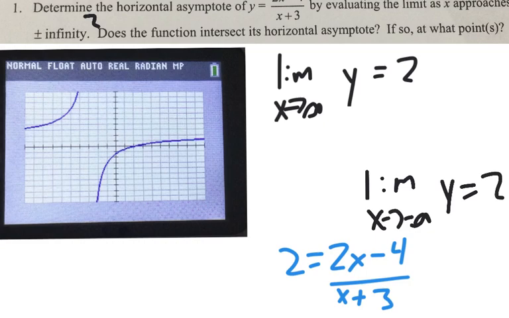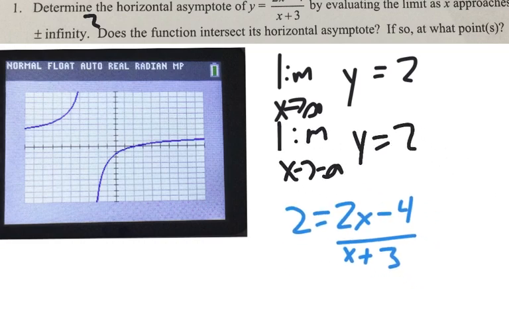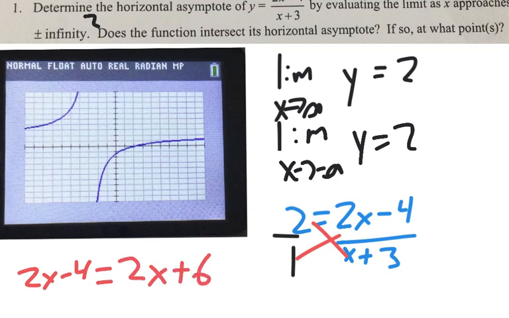I know what I would do. Hopefully, since I taught some of you guys, you'll do what I told you to do, but you probably don't even remember because it's been a while. And so if I was working this, I see a fraction equal to a number. I always make it a fraction equal to a fraction and cross multiply. I think that's the easiest way to do it every time. So 1 times 2x minus 4 is 2x minus 4 equals 2 times x plus 3. You have to distribute: 2x plus 6. Is everyone okay with me doing that?